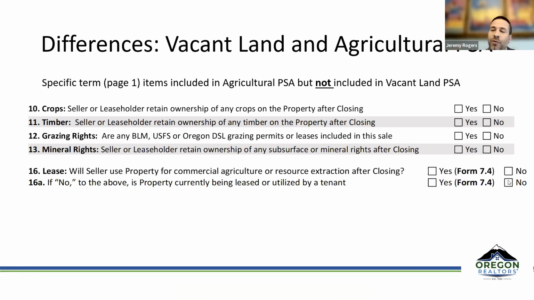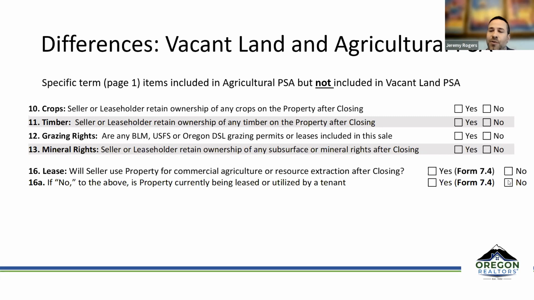So as you all know, the way our agreements are set up is the specific terms are on the first page. There are a series of items of specific terms in the agricultural sale agreement that do not exist on the vacant land sale agreement, including the question on crops, whether the seller or leaseholder retains any ownership interest in any crops on the property after closing, the question related to timber, whether the seller or leaseholder retains any ownership of timber on the property after closing, grazing rights related issues, mineral rights related issues.